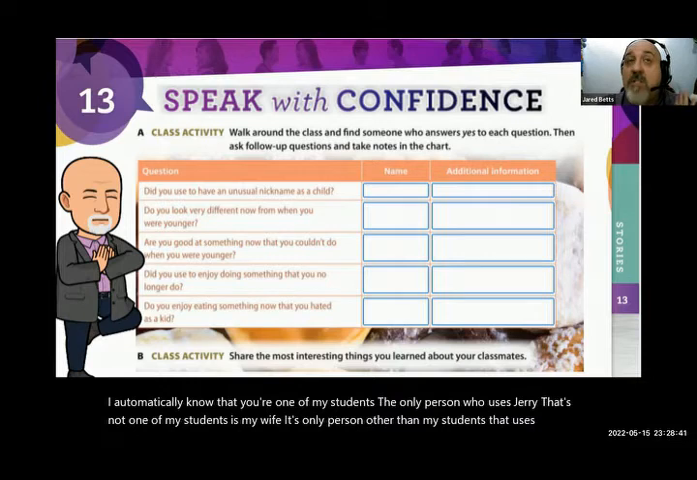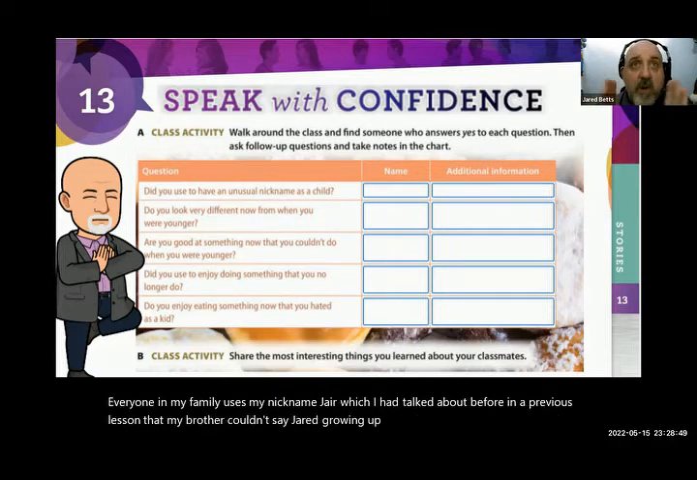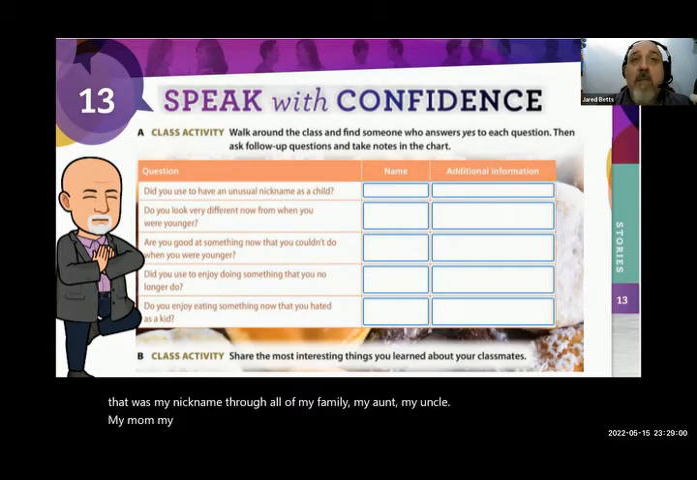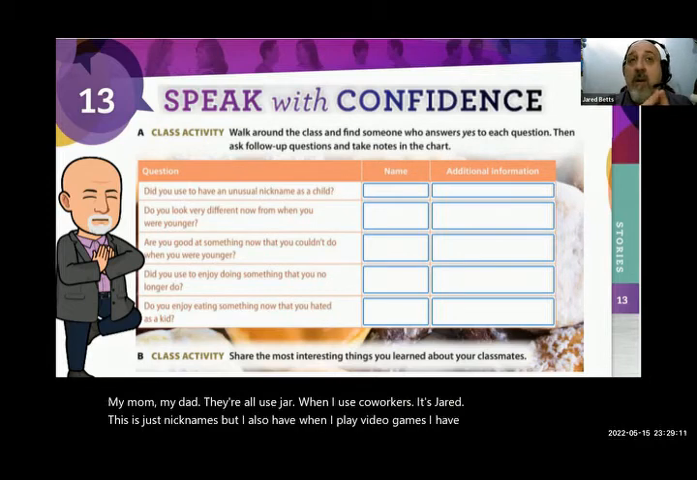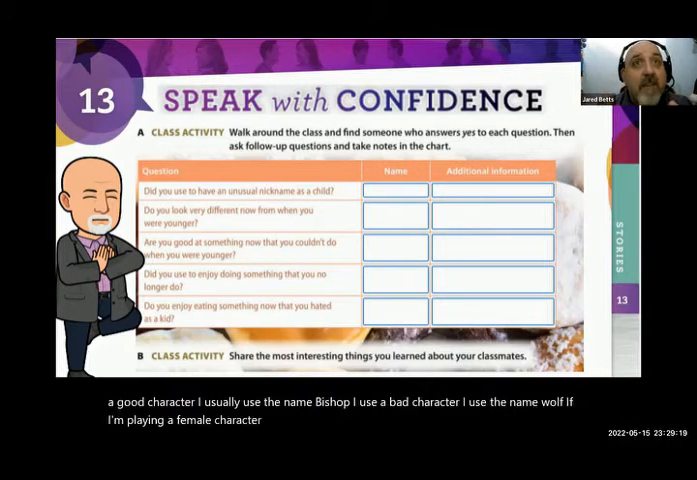Everyone in my family uses my nickname Jer, which I had talked about before in a previous lesson, that my brother couldn't say Jared growing up, so he shortened it down to Jer. And so that was my nickname through all of my family, my aunt, my uncle, my mom, my dad. They all use Jer. With coworkers, it's Jared. This is just nicknames, but I also have, when I play video games, several nicknames. I play a good character, I usually use the name Bishop. I use a bad character, I use the name Wolf. If I'm playing a female character, it's usually a different name.